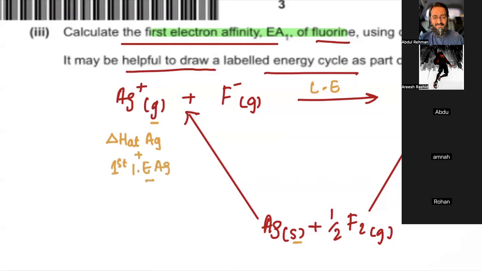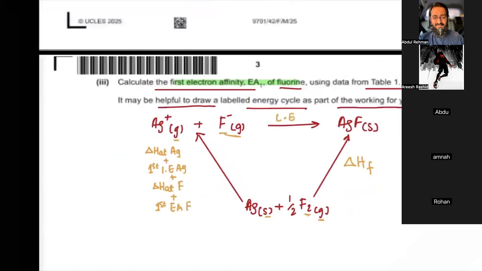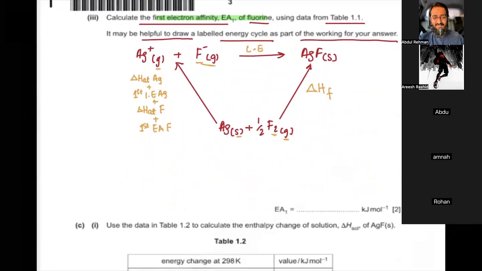And then fluorine from the molecule turns into a gaseous atom and then into an ion. So we need the atomization of fluorine, and as it turns into a negative ion, we need the first electron affinity of fluorine. So till here, is this understandable to all of you?